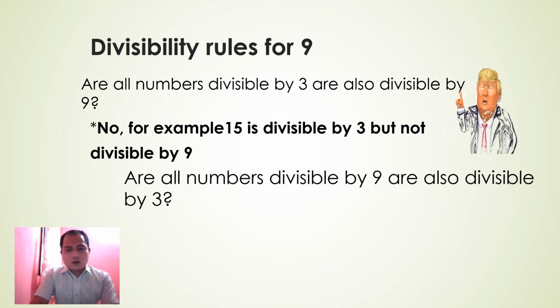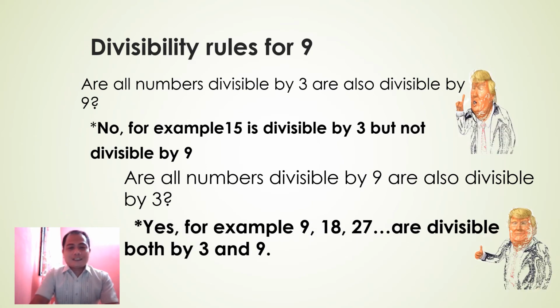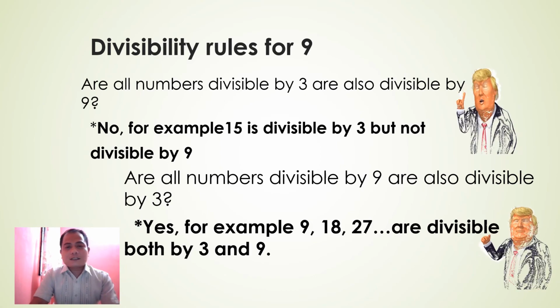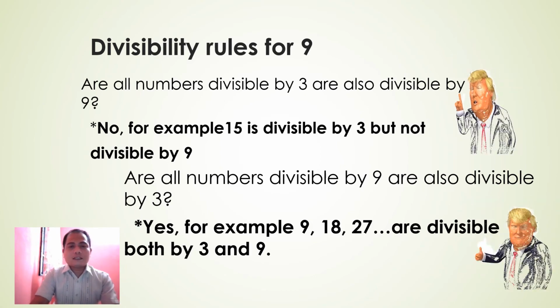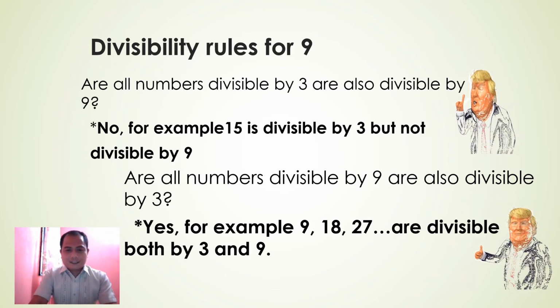What about, are all numbers divisible by 9 also divisible by 3? Lahat ba ng pwedeng i-divide kay 9 ay pwede na rin i-divide exactly sa 3? What do you think? Yes. For example, the multiples of 9 are 9, 18, 27, and so on and so forth, are all divisible both by 3 and 9. So again, not all numbers divisible by 3 are divisible by 9. All numbers divisible by 9 are divisible by 3.